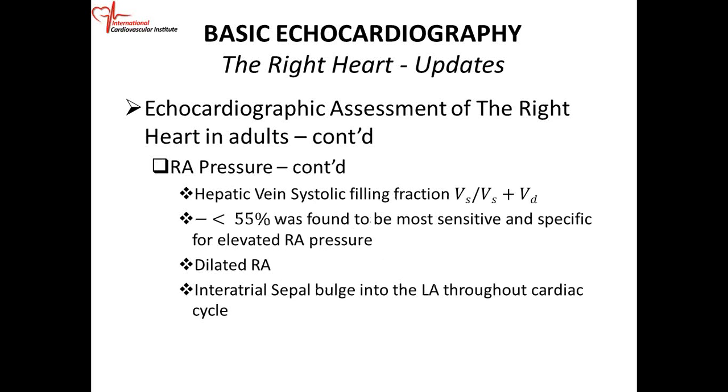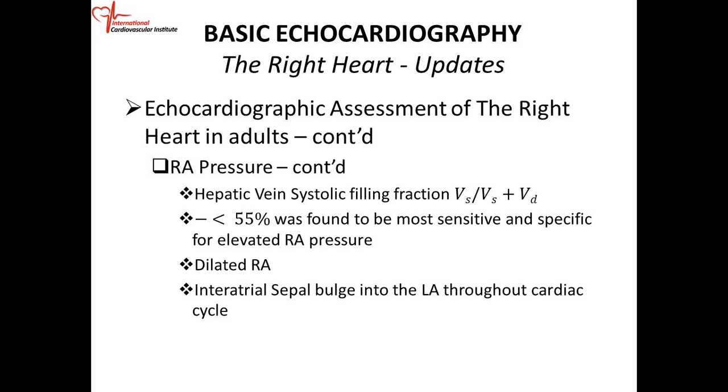You don't have to memorize this. If you understand it, that's fine. This is more for the doctors who are doing the course. We'll look at something called the hepatic vein systolic filling fraction. When you do your hepatic vein Doppler, it is the systolic velocity divided by the systolic plus diastolic velocity. Whatever measurement you get for the systolic velocity, you put it on top. At the bottom, you add the diastolic and the systolic velocity. That's called the hepatic vein systolic filling fraction.